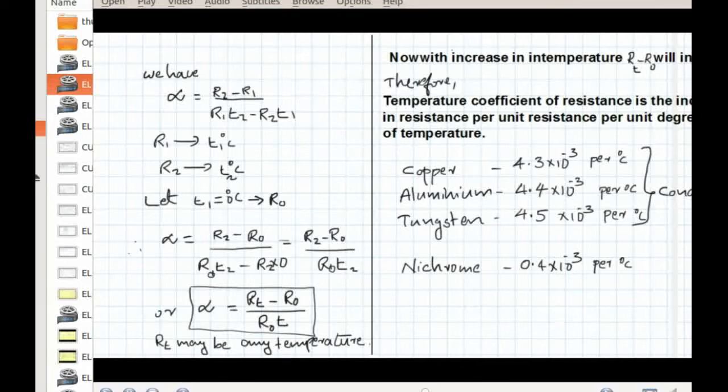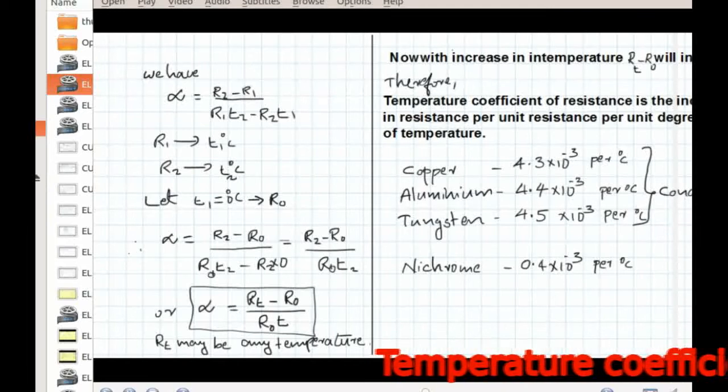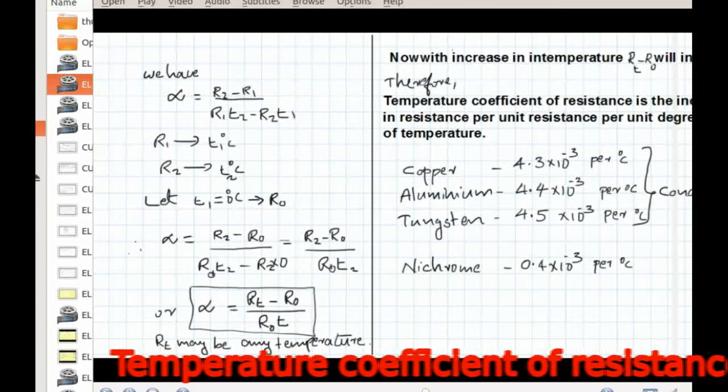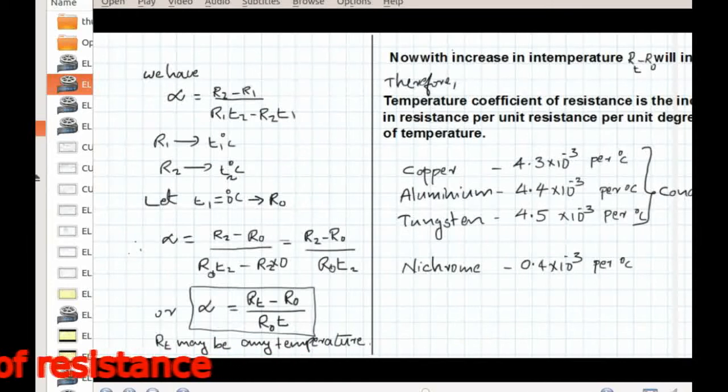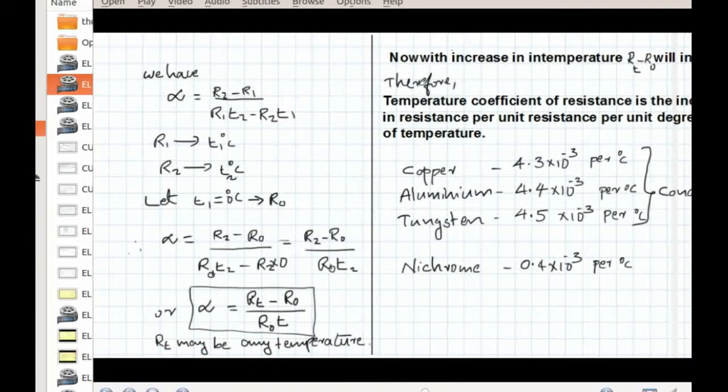So we have seen that there is a relation between resistance and temperature that we have already seen. And there we have seen that when the temperature increases, resistance will also increase. And when the value of alpha is positive, it will increase, and when the alpha is negative, it will decrease. So since alpha is very small for nichrome, this means with increase in temperature, the increase in resistance of nichrome is very small. And it is for this purpose we are using this nichrome wire for many experimental purposes.